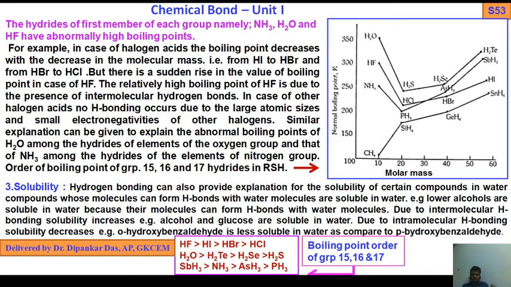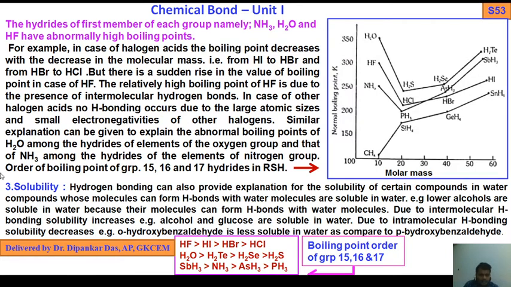Intramolecular hydrogen bonding, however, decreases solubility. So due to intramolecular hydrogen bonding, solubility decreases. For example, ortho-hydroxybenzaldehyde is less soluble in water as compared to para-hydroxybenzaldehyde.